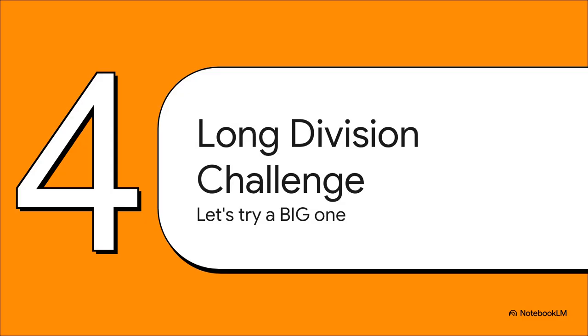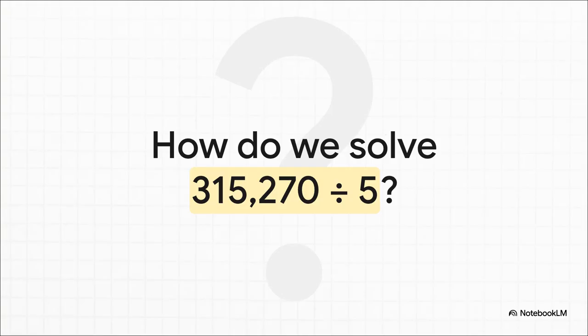All right, now that you know the procedure and how to handle those little tricky situations, let's really put this method to the test and see how powerful it is with a much bigger challenge. Take a look at this beast, 315,270 divided by 5. Now don't worry, we're not going to go through every single tiny step here, but I want you to see that even with a 6-digit number, the process is exactly the same. You just keep doing that 4-step dance over and over and over again.